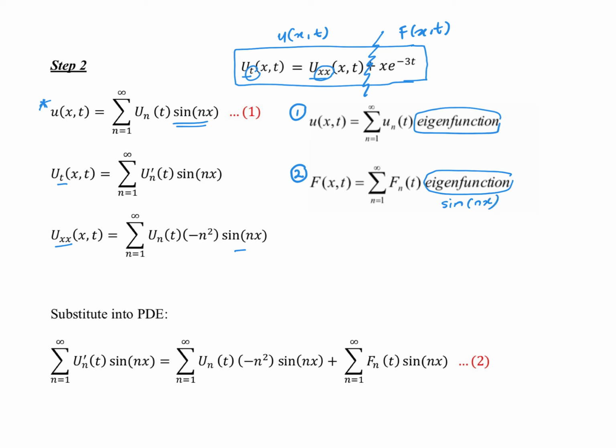Now let's substitute into our PDE equation, which is u_t = u_xx + f(x,t). So this one will be the u_t, this one will be u_xx, and this one will be f(x,t). Then just write it back and we will get this equation.